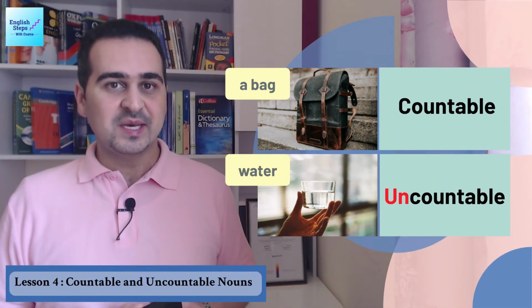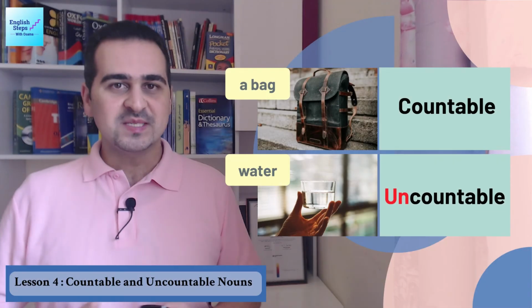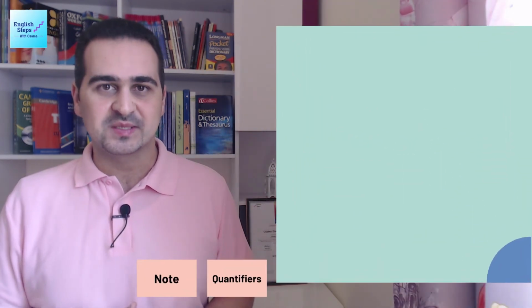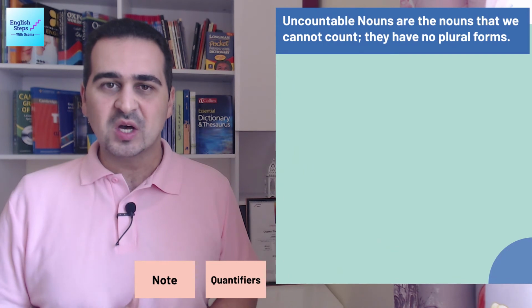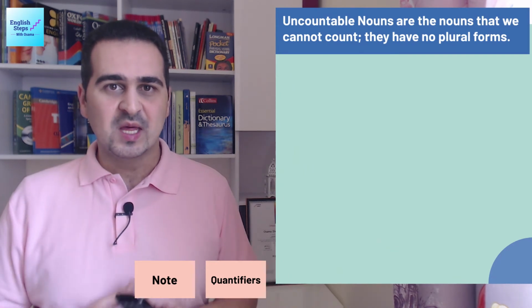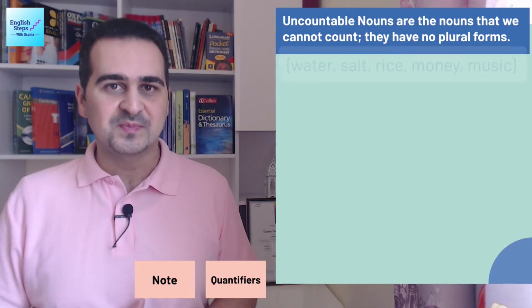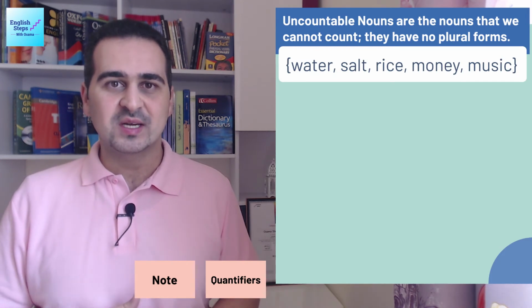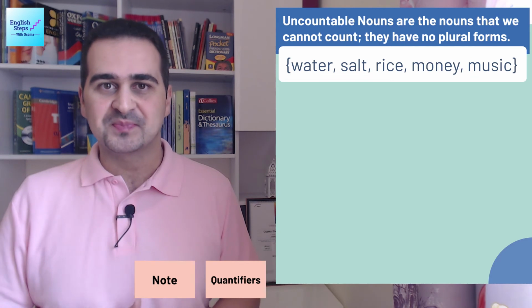This is everything about the countable nouns. Now let's move on to the second part of this lesson, which is the uncountable nouns. Uncountable nouns are the nouns that we can't count. They have no plural forms. For example, water, salt, rice, money, and music.